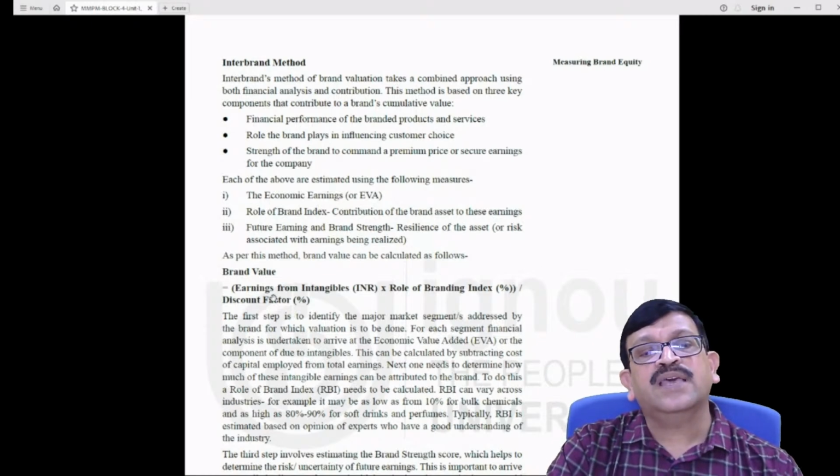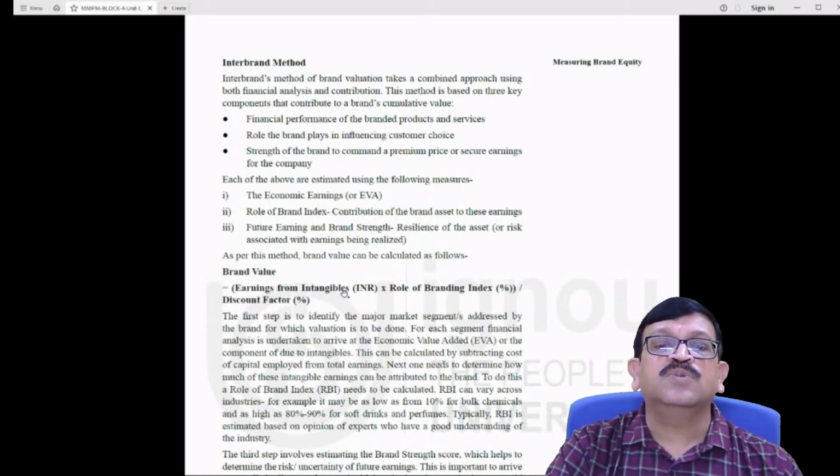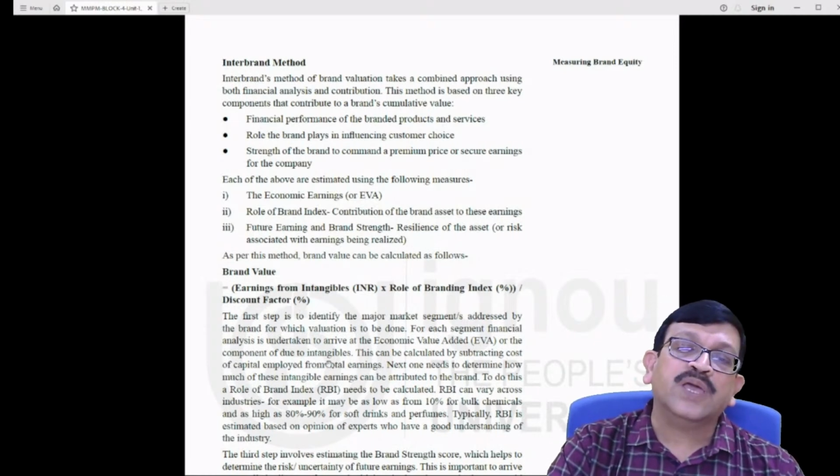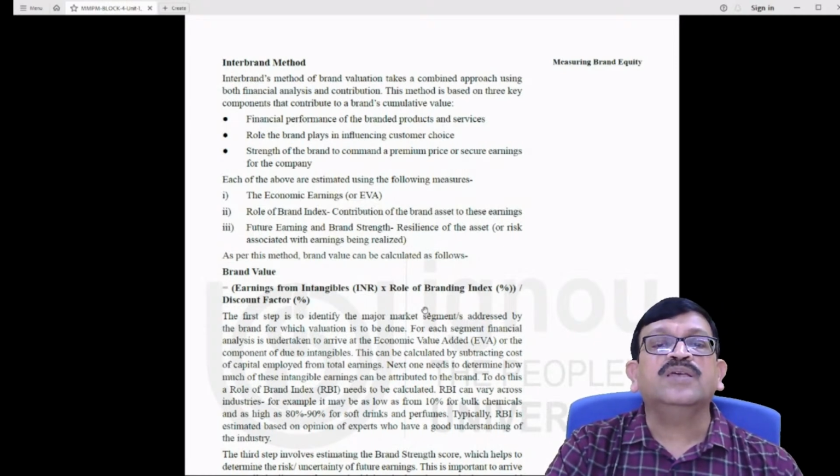So what it does say is, what is your earning from your intangibles? It talks about this, into the role of branding index and the discounting factor. This is a financial factor which mostly people have been talking about. So when you talk about these, you will find out the brand valuation. So you have to multiply these parameters to come to a brand value.